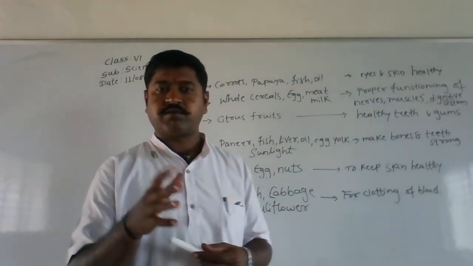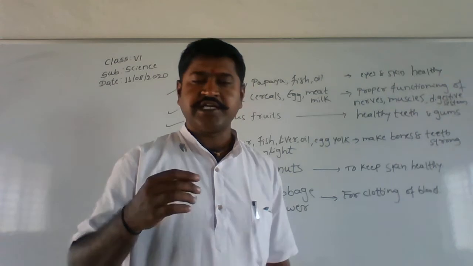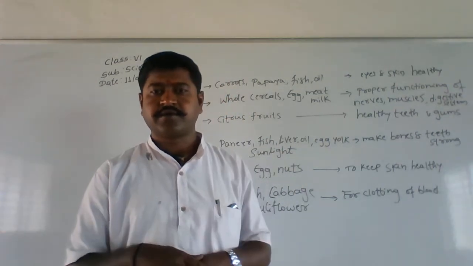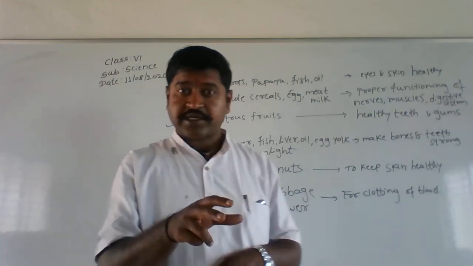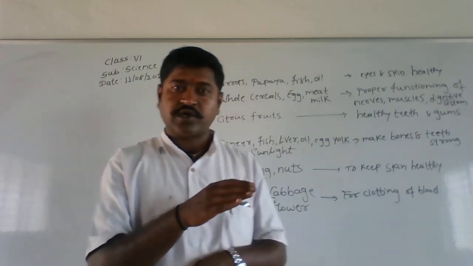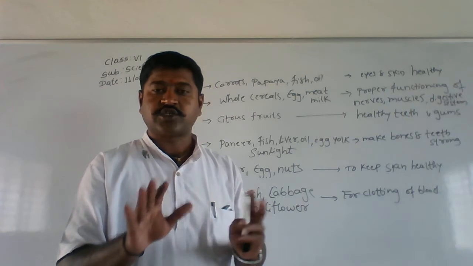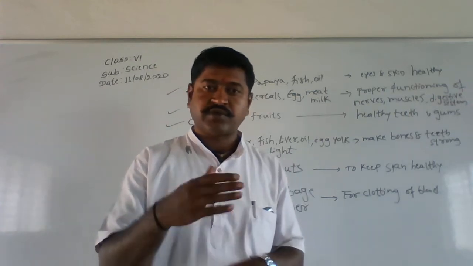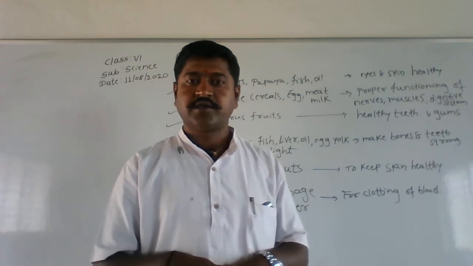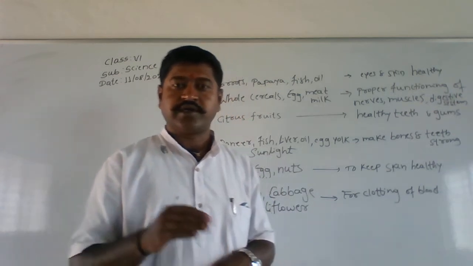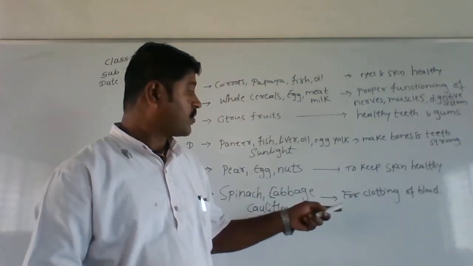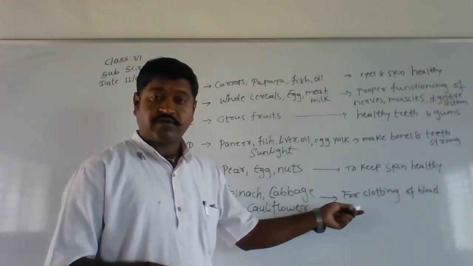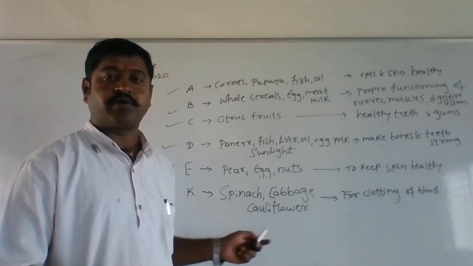What is this clotting of blood? Once any injury is done, blood comes out from the skin. To stop that, the blood has to clot there. Then only the blood flow will be stopped. If that clotting of blood is not done, the blood keeps flowing out, and that may be a danger to your health. So this vitamin K, what is it doing? It is helping for clotting of blood in our body.